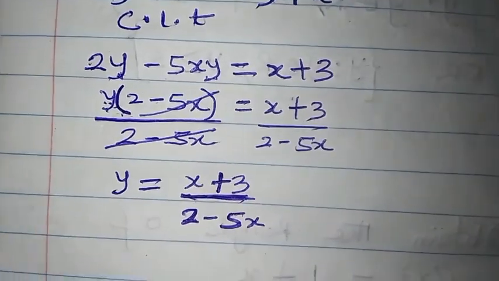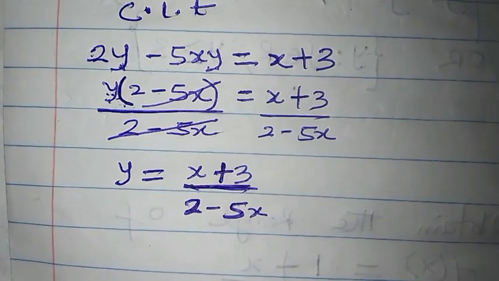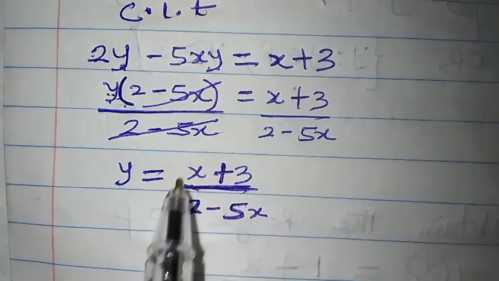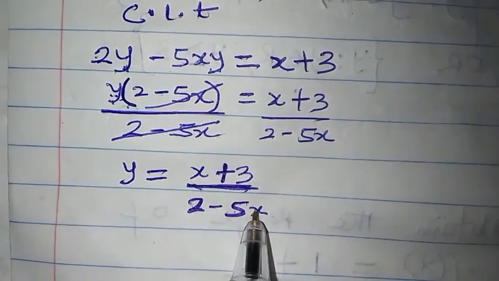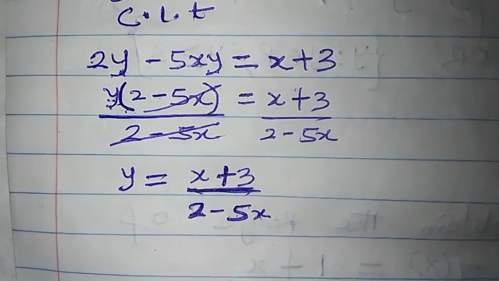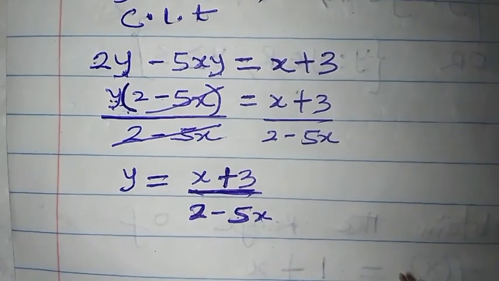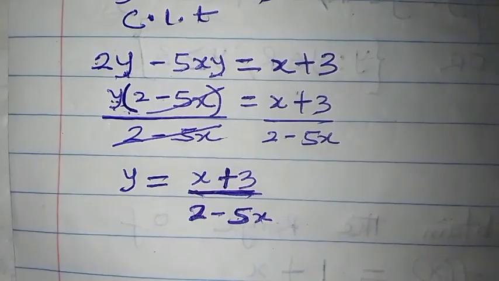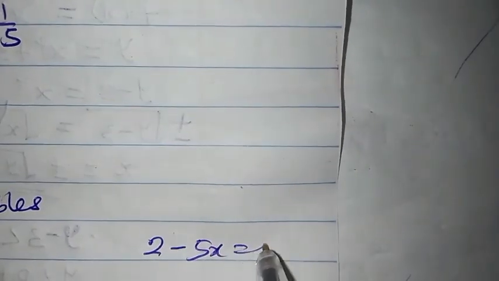So now, having done this, this is the inverse, but we must make a restriction. Okay, this function will be undefined when this denominator is equal to 0. So to get the value that will make it undefined, we will just simply set 2 minus 5x to 0. Okay, we want to make a restriction now. Let's set 2 minus 5x to 0.